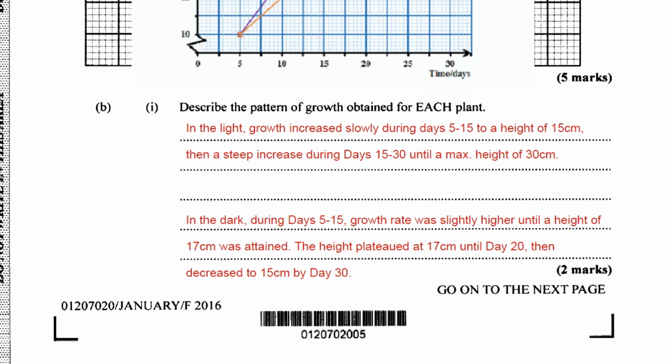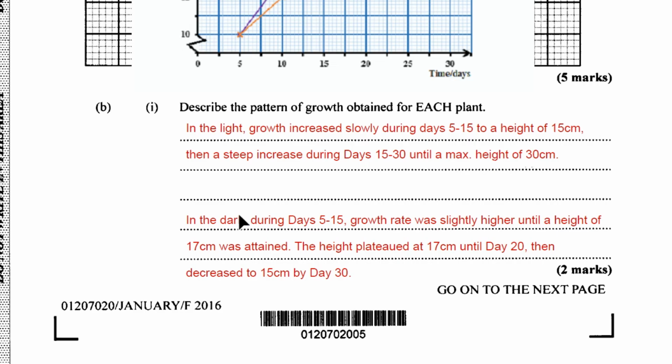So describe the pattern of growth obtained for each plant. So in the light, growth increased slowly during days 5 to 15 to a height of 15 centimeters, and then there was a steep increase during the days 15 to 30 until a maximum height of 30 centimeters. So usually when you're indicating trends, it's good to indicate at what points those increases or decreases occurred, or if it plateaued.